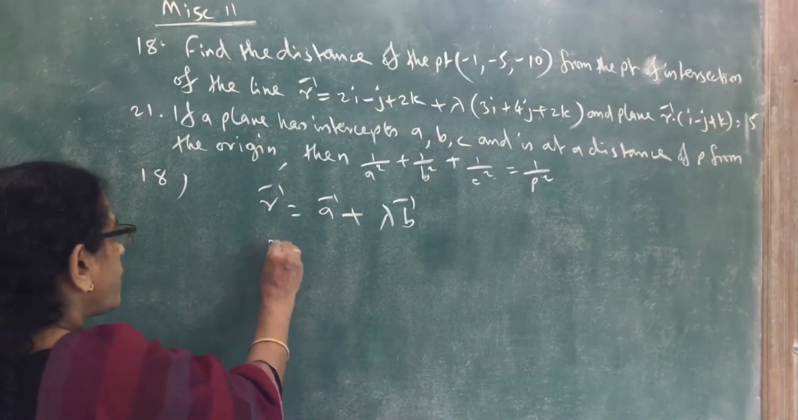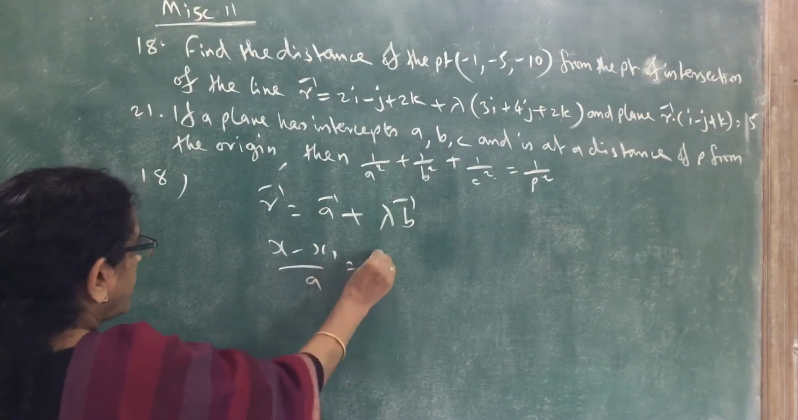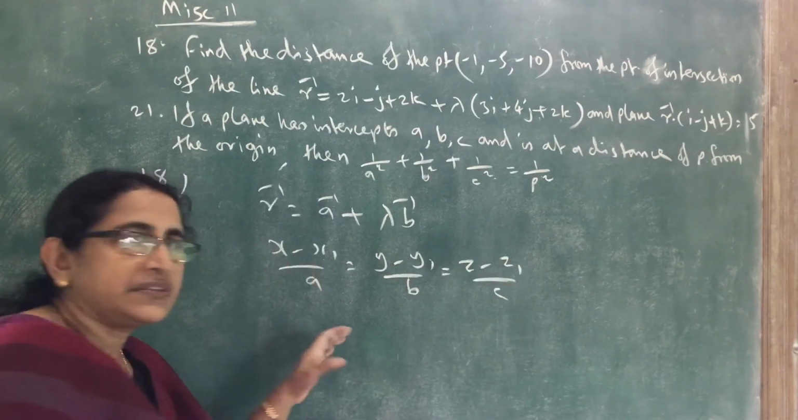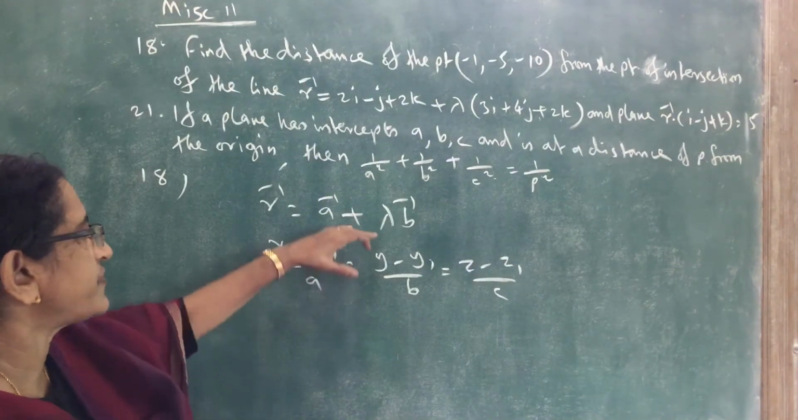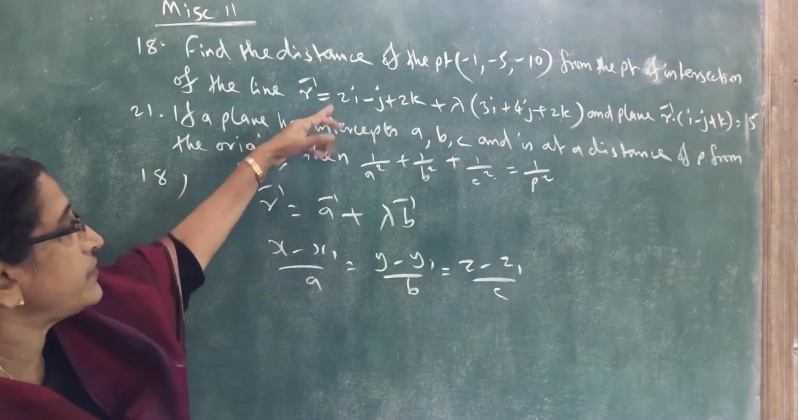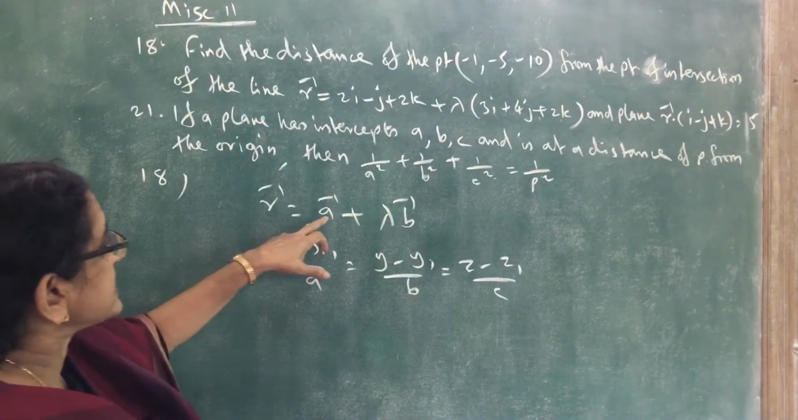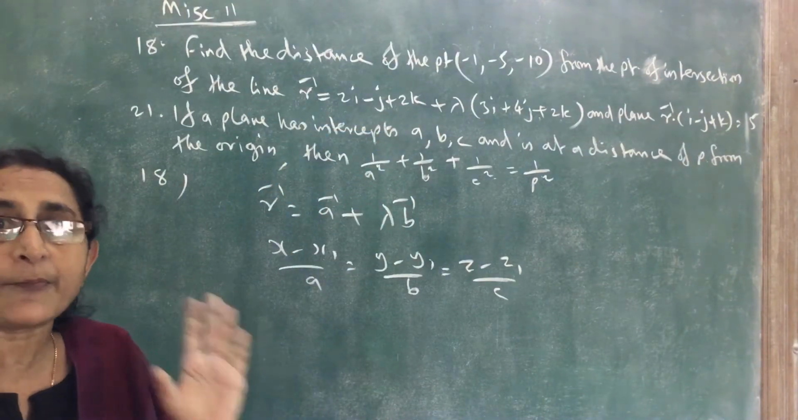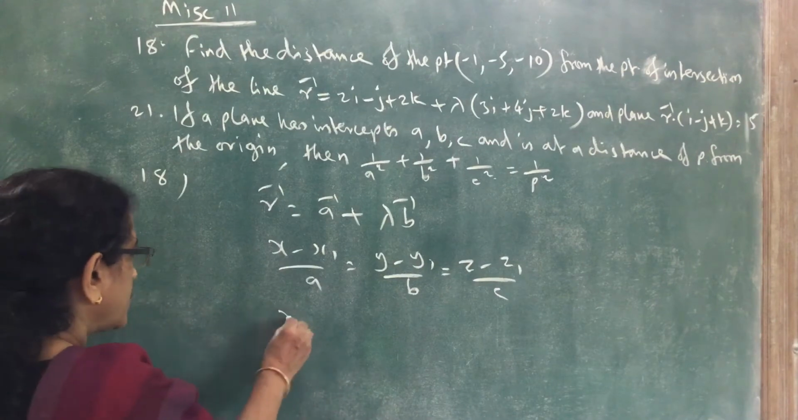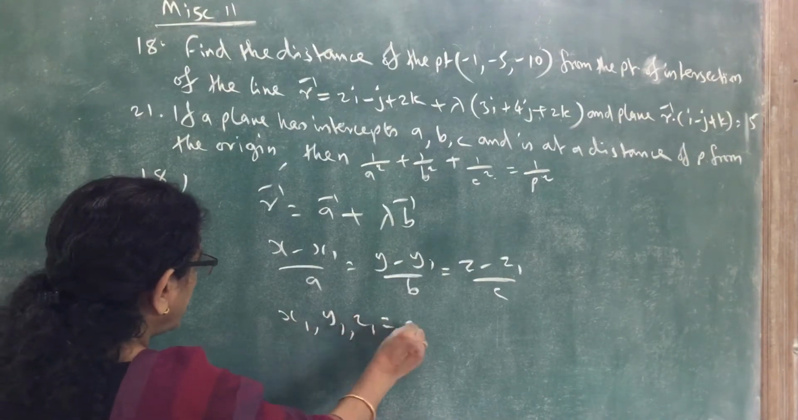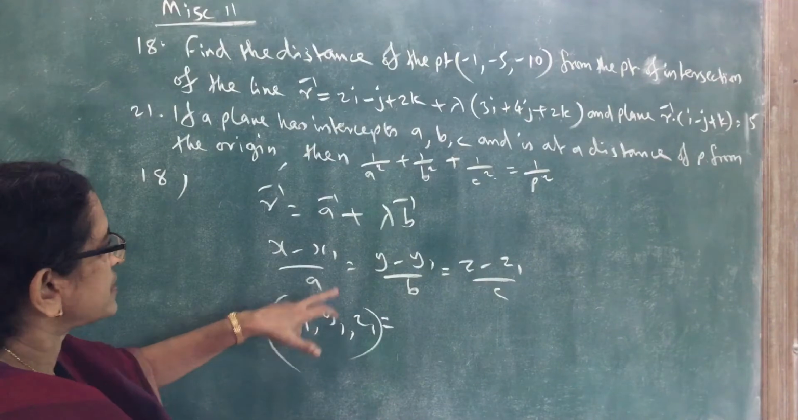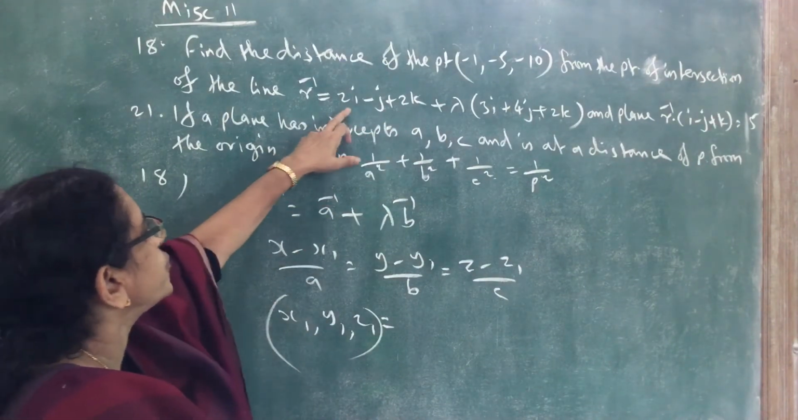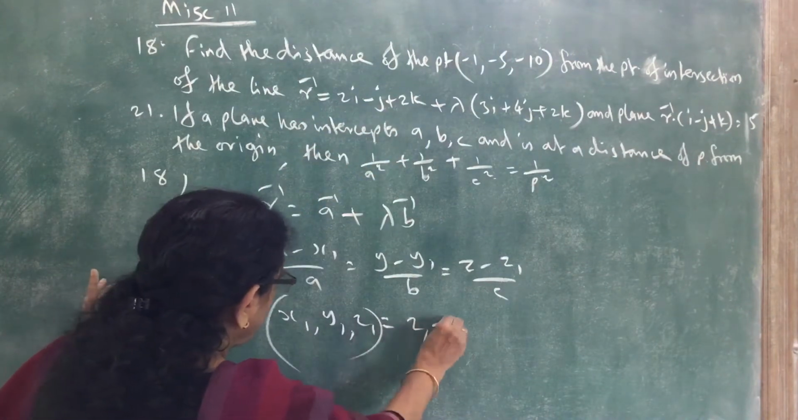And what is the Cartesian form? (x minus x1)/a equals (y minus y1)/b equals (z minus z1)/c. This is the Cartesian form of the equation of a line. This is the vector form, which is given, and we have to convert it into Cartesian form. So what is vector a? 2i minus j plus 2k. That is the position vector of the given point. So what are x1, y1, z1? They equal the given point. The position vector of the point is 2i minus j plus 2k, so the coordinates are 2, minus 1, 2.